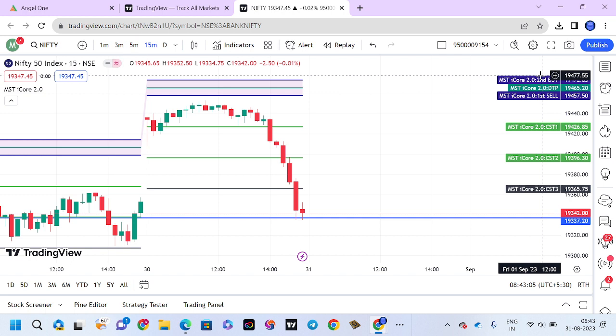Based on your capital, you can take the number of lots.